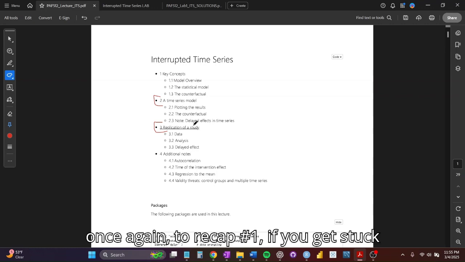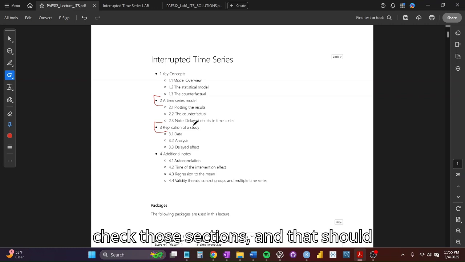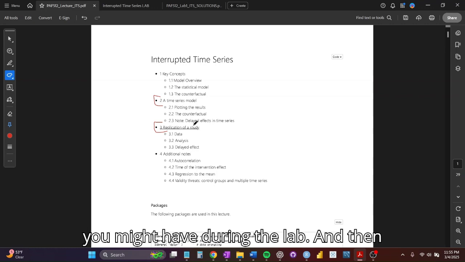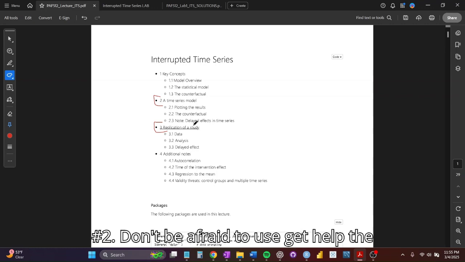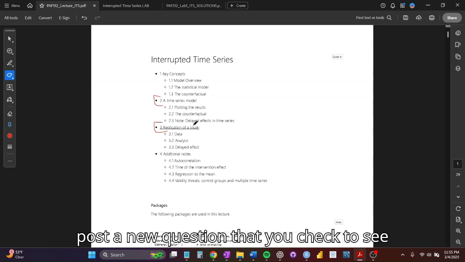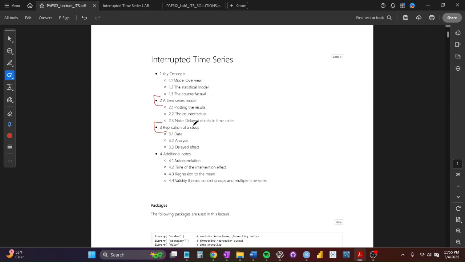So once again, to recap: number one, if you get stuck in the lab, come back to the lecture, particularly sections 2 and 3, and check those sections, and that should help you break through any kind of walls you might have during the lab. And number two, don't be afraid to use Get Help, the issue tracker. Just make sure before you post a new question that you check to see if that question has already been asked and answered. All right, well, let's get into it.